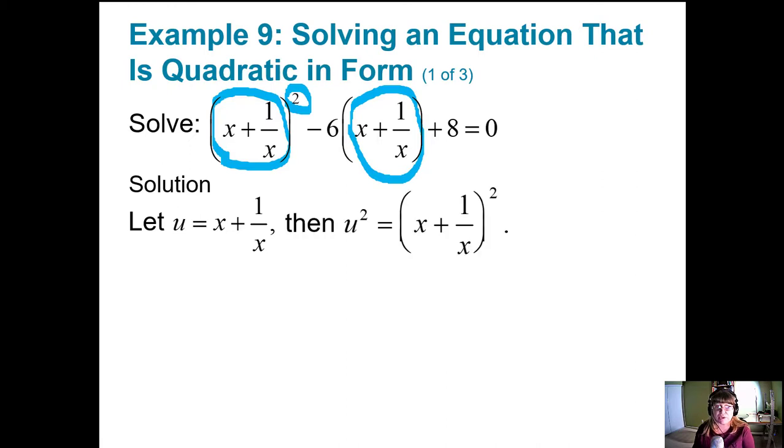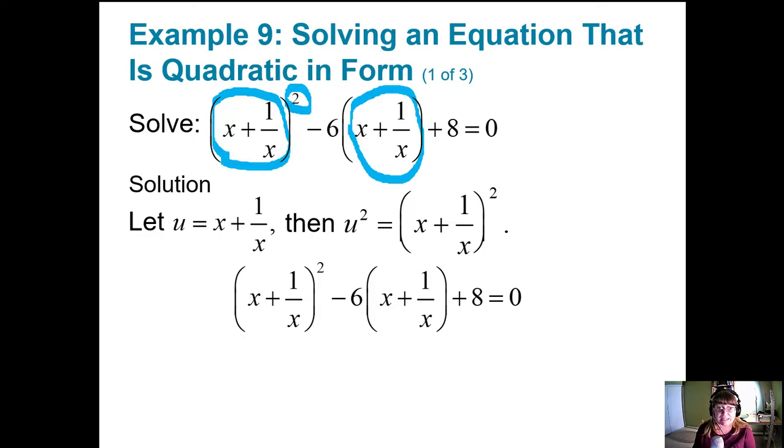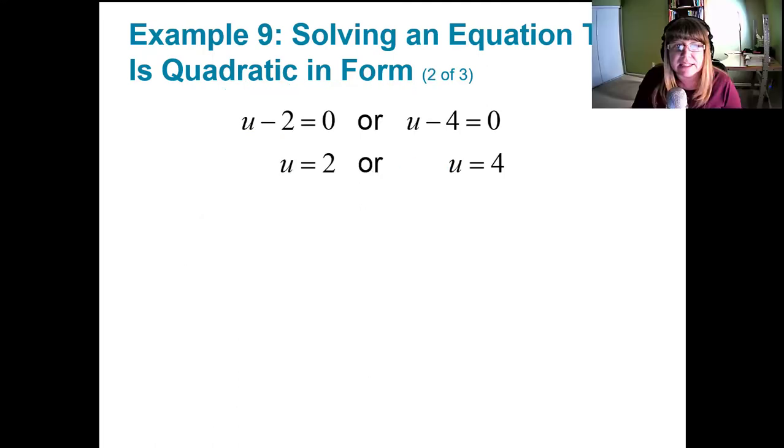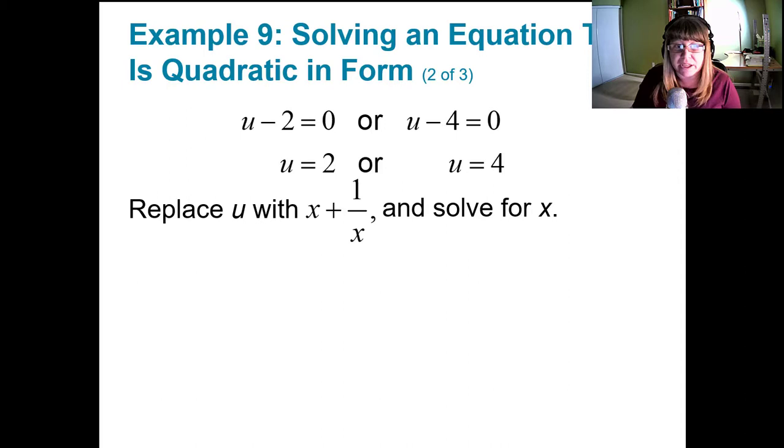So let's go ahead and do that. Let's substitute u in where we see x plus 1 over x. And we get a simplified version where we have u squared minus 6u plus 8. Now we can factor it and solve for u. So we have u could equal 2 or u could equal 4. But we didn't start our problem off with u's, we started it off with x's. So we need to replace what u is with x plus 1 over x.